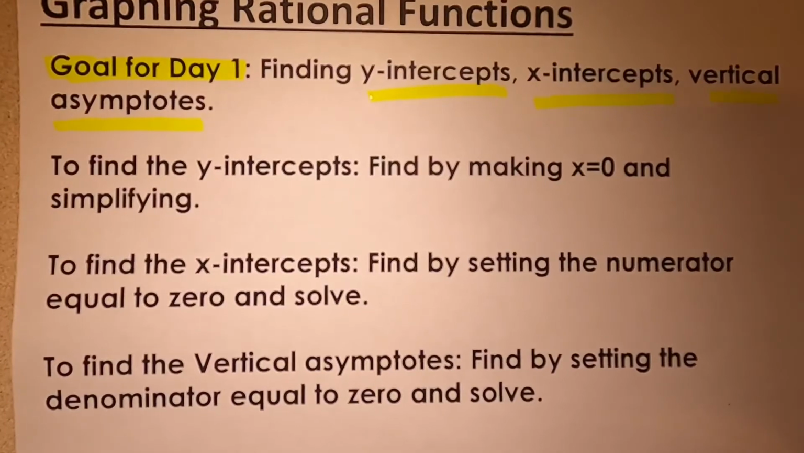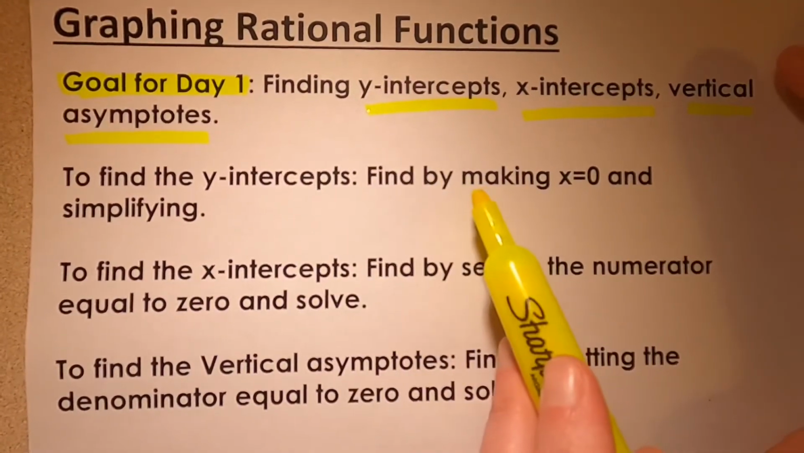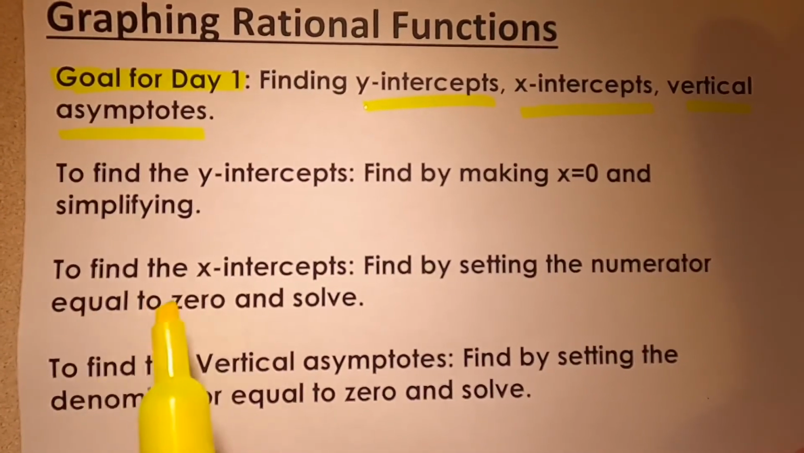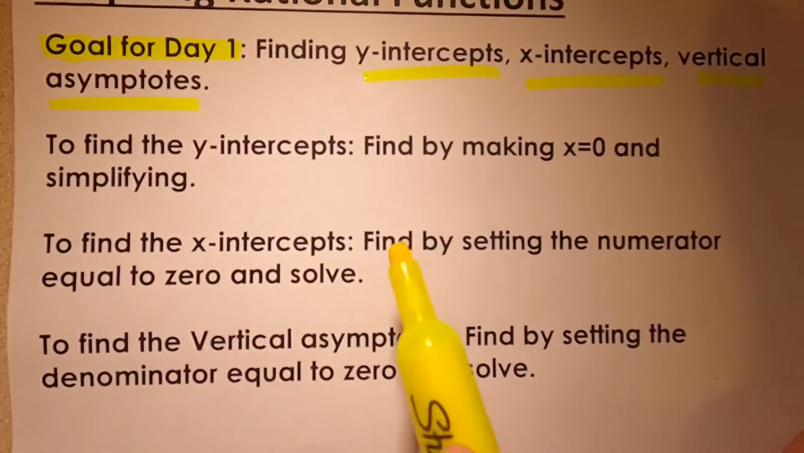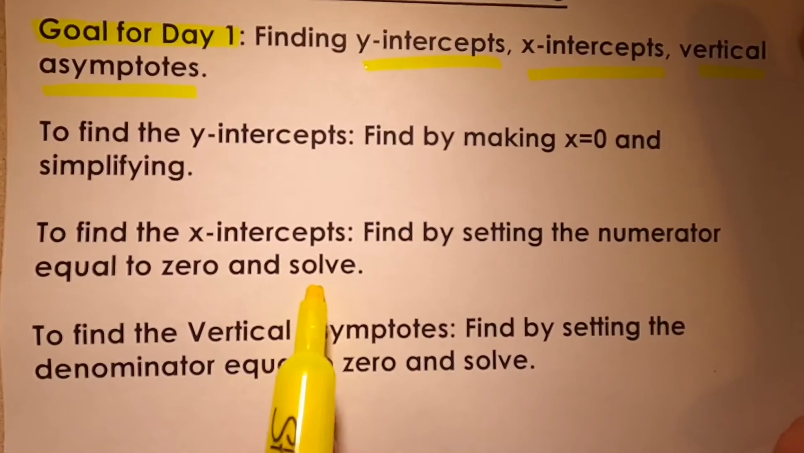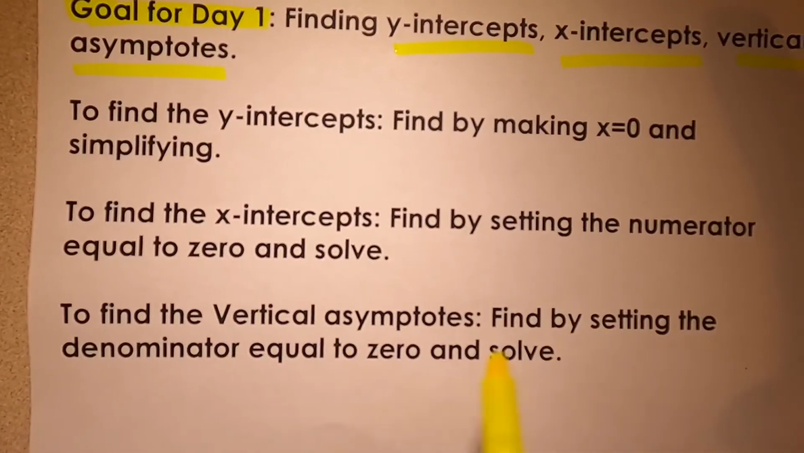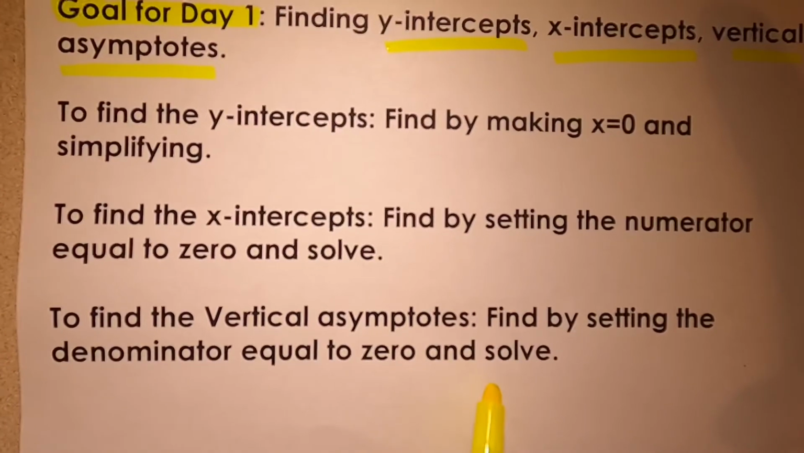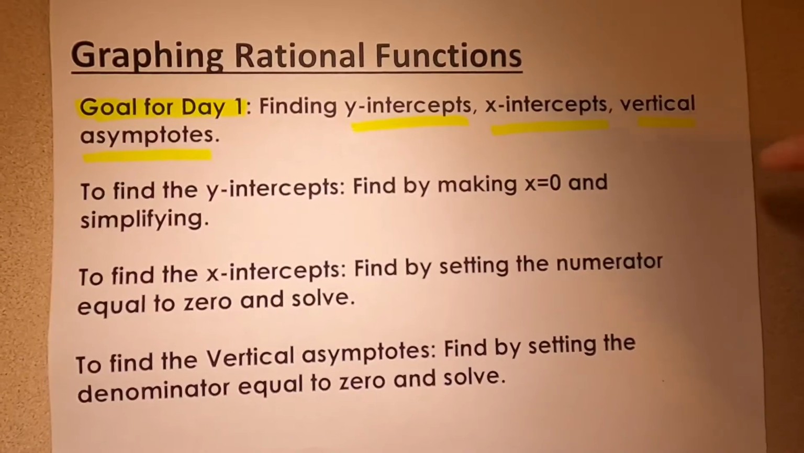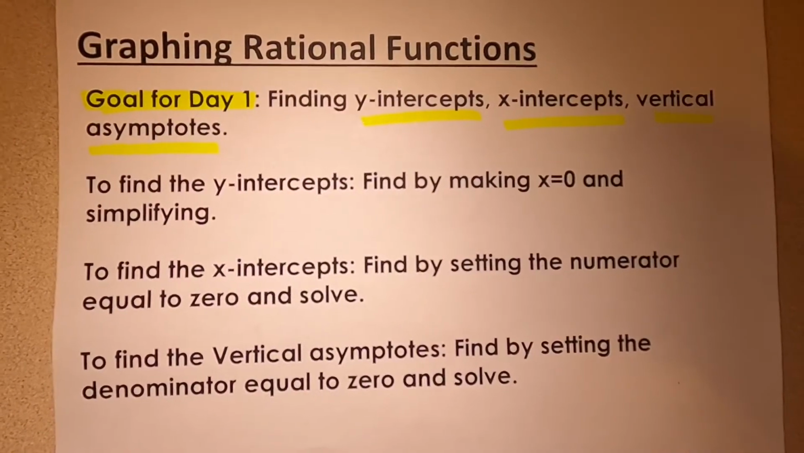This is the whole point of today's lesson. To find the y-intercepts, you're going to make x equals 0 and simplify. To find the x-intercepts, you're going to set the numerator equal to 0 and solve. To find the vertical asymptotes, you're going to set the denominator equal to 0 and solve. Now, obviously, I'm going to show you 3 examples where we do all 3 of these steps so that you will be successful on today's problems.